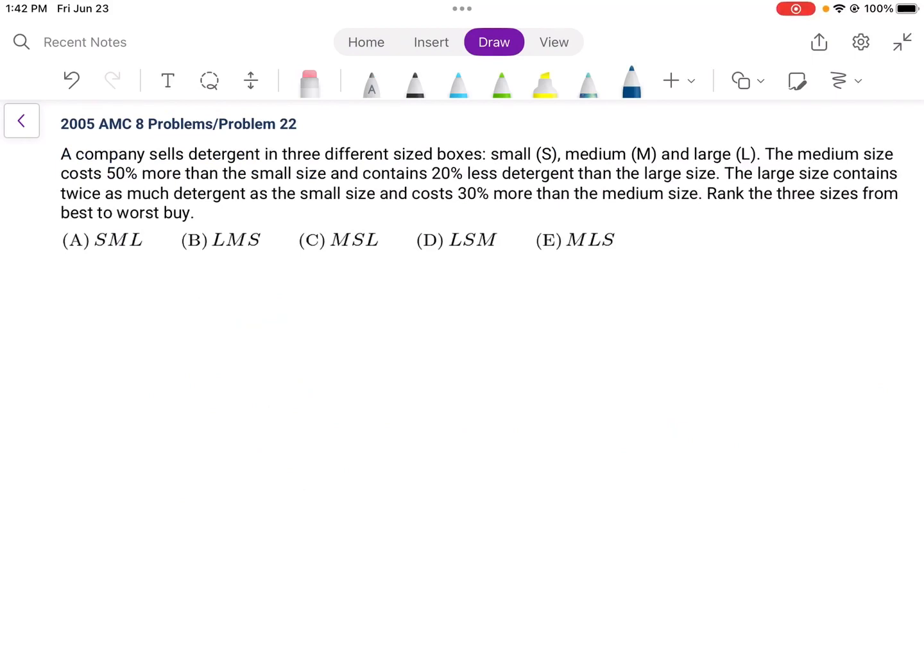For problem 22, we know that the medium size costs 50% more than the small size. We use P for the price. PM is the price for medium size. It equals 1.5 the price of the small size, and contains 20% less detergent than the large size.